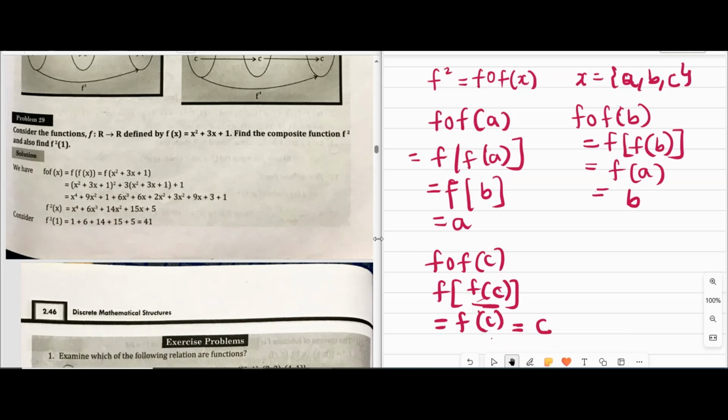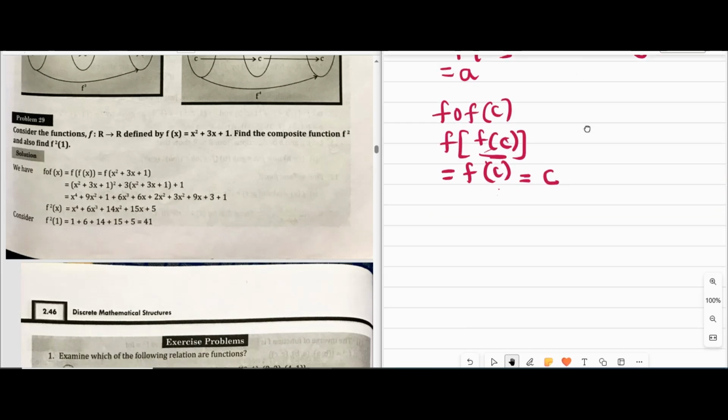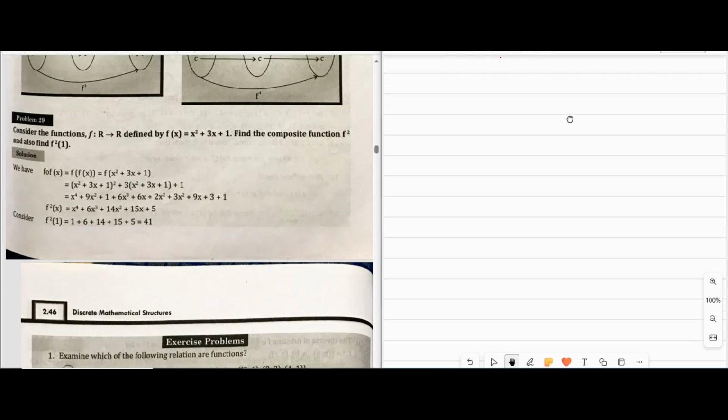The last problem is: consider the function f of x. It's an important question. So f of x will be x square plus 3x plus 1. So now we have to find f square and f square of 1.